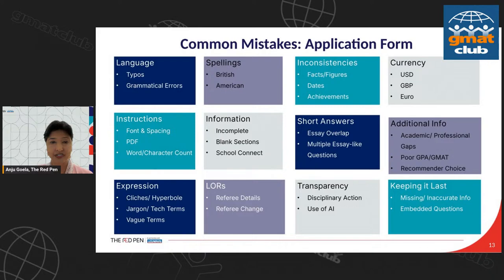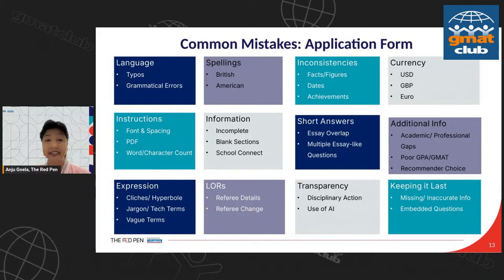School Connect, I have already spoken about this. Schools will ask you about how you've connected with them and then with students and alumni. Please keep a record of whenever you connect with schools and current students, alumni, and do populate this section. Short answers, I've already covered that.